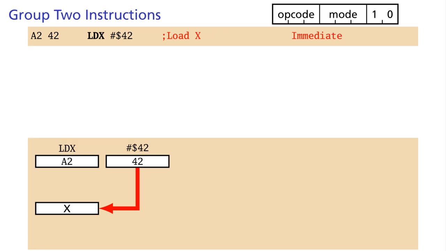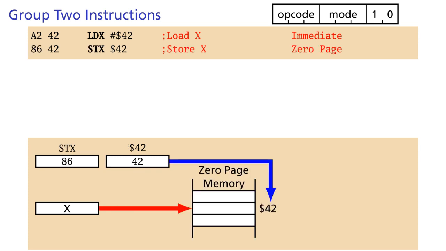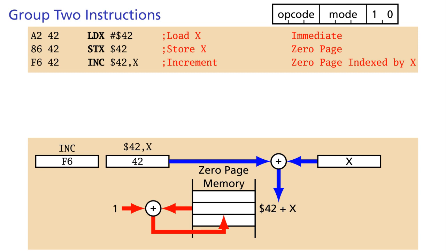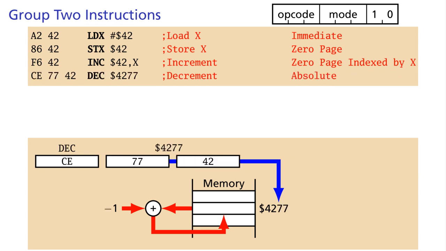Group 2 instructions don't support the indirect addressing modes, but are otherwise very similar to Group 1 instructions and are largely orthogonal. LDX loads a value into the X register, such as a literal. Of the Group 2 instructions, LDX is the only one that can use a literal like this. STX stores the value in the X register into memory, here at a zero-page address. INC is a read-modify-write instruction that adds 1 to the value of a byte in memory, here using zero-page indexed addressing. DEC does the opposite of INC, decreasing the value in memory by 1.